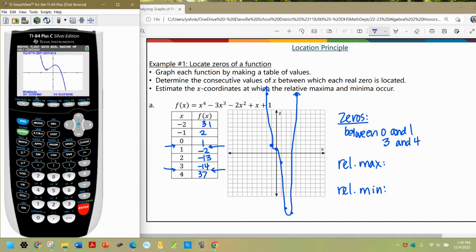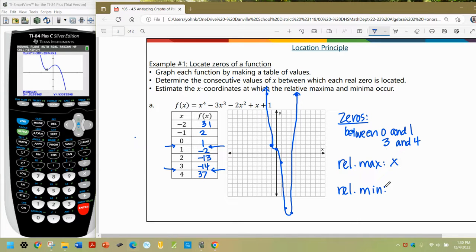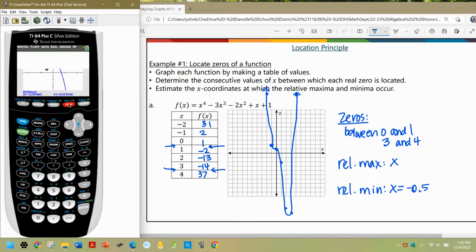And it tells me down here that at x equals negative 0.5, I have a minimum. All right, so let's do the maximum now. So we're going to go to second, calc again. We're going to choose maximum this time.